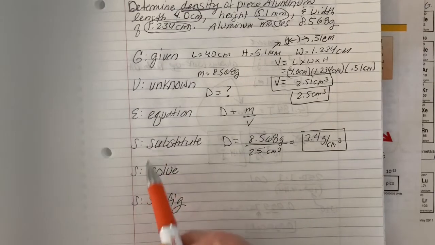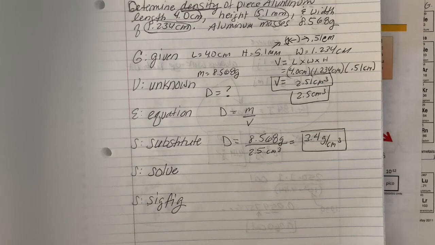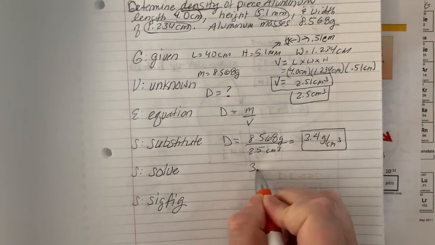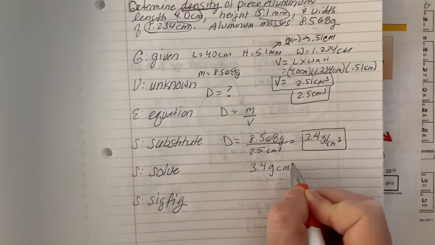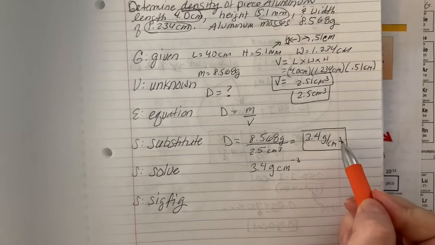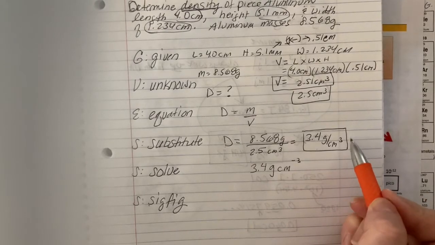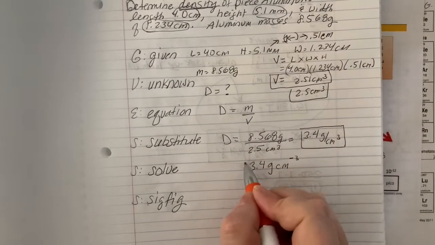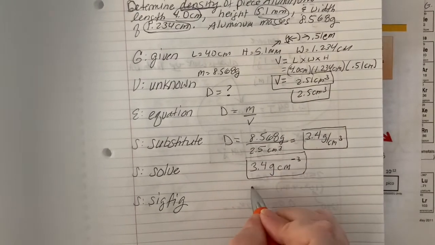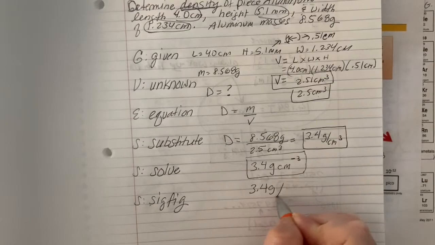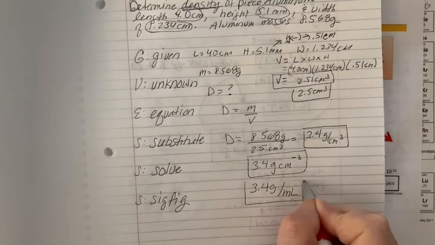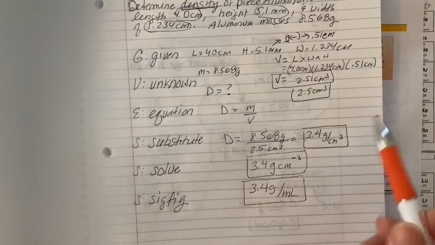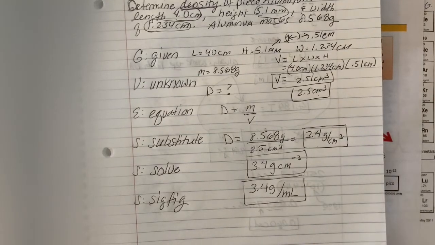And you can combine the SSS all into one step. We could also write it 3.4 grams times centimeters to the negative 3, because if it's in the denominator, to bring it up to the numerator, we could just make it a negative. We could also say 3.4 grams per milliliter, because a centimeter cubed is a milliliter. So be aware that those are the 3 ways that you could be asked to give the answer in.